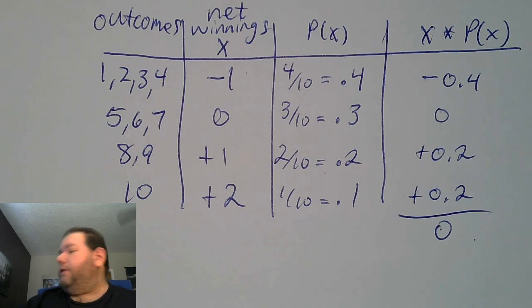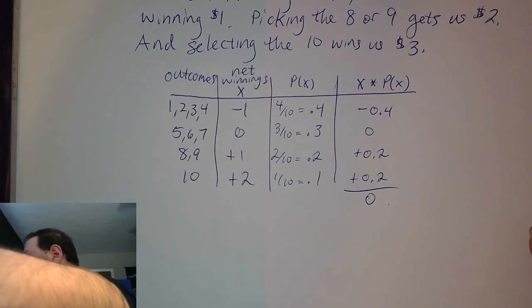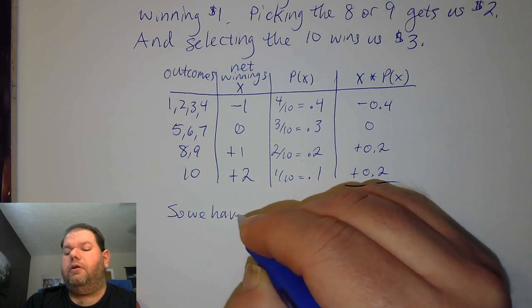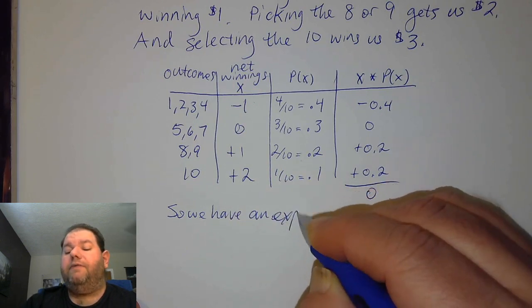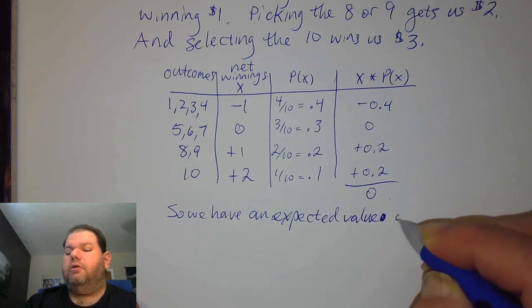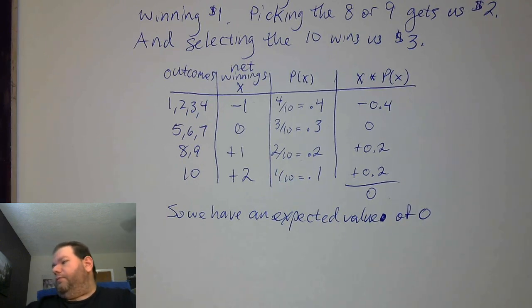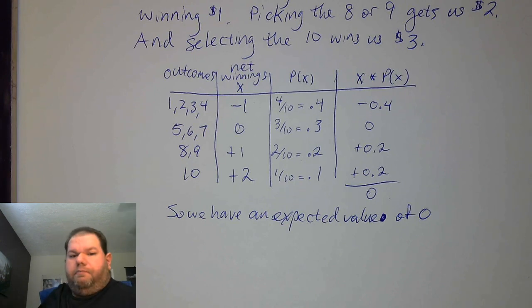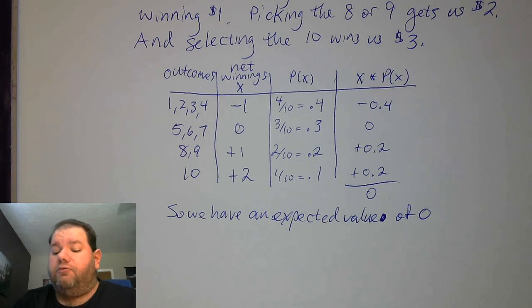Now, what that means, I'll zoom out. So we have an expected value of 0. In this case, it means that this is a fair game. This is called a fair game because the person hosting the game stands to neither win nor lose on average, just like the people playing the game. People playing the game on average will break even.